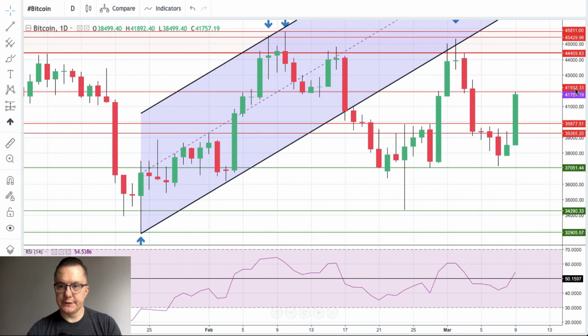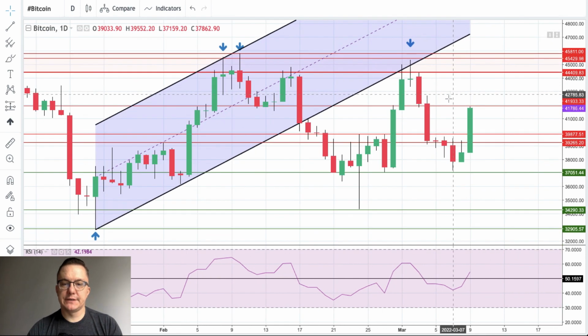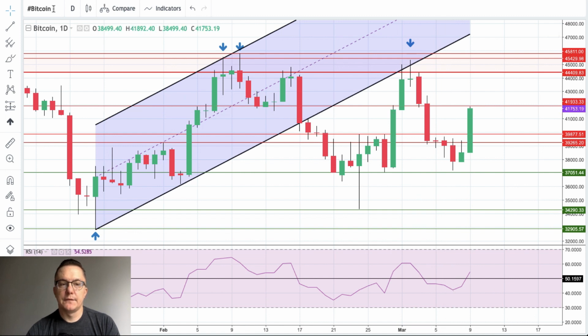Let me just zoom in to see what is exactly going on. Yes, everything is as planned. If we are back inside the channel, that would mean this whole structure here was just a fake downside move, and it will be apparently very bullish for Bitcoin.